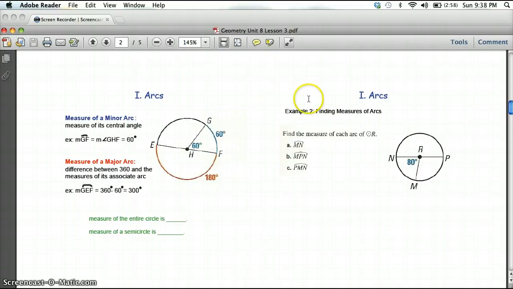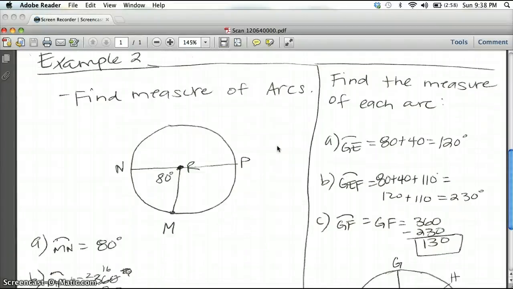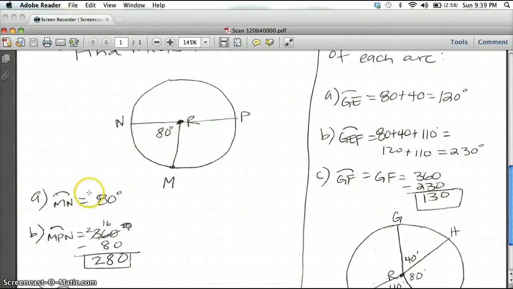So example 2 says, find the measure of arcs. So let's go and find the measure of our arcs. The first arc is MN, which is here. Now remember, if our angle is 80 degrees, so angle MRN is 80 degrees, then our arc matches that. So arc MN is 80 degrees.